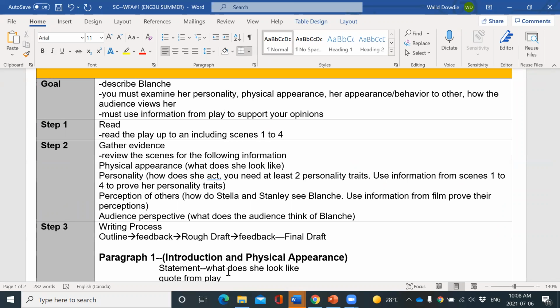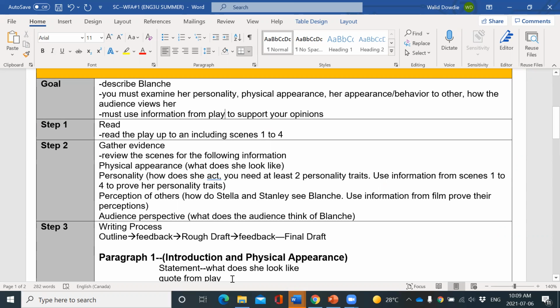Personality traits. How does she act? You need at least 2 personality traits. Use information from the scenes 1 to 4 to prove her personality traits, which means that in that paragraph, you want to identify 2 ways she behaves. And you need a quote for each to show that type of behavior. So if you say she's arrogant, find me a quote that shows me she's arrogant. If you say that she's also insecure, find me a quote that shows me that she's insecure. So you need 2 personality traits and a quote for each.